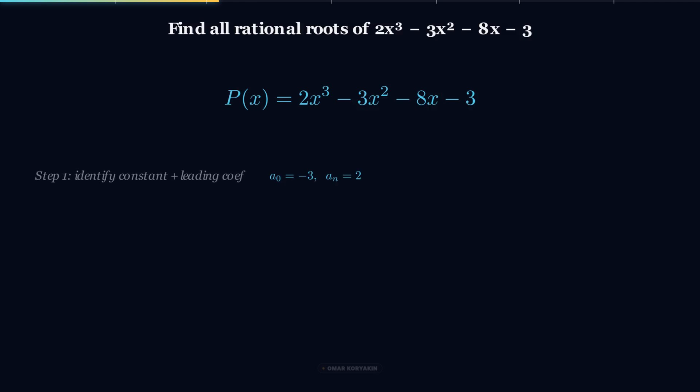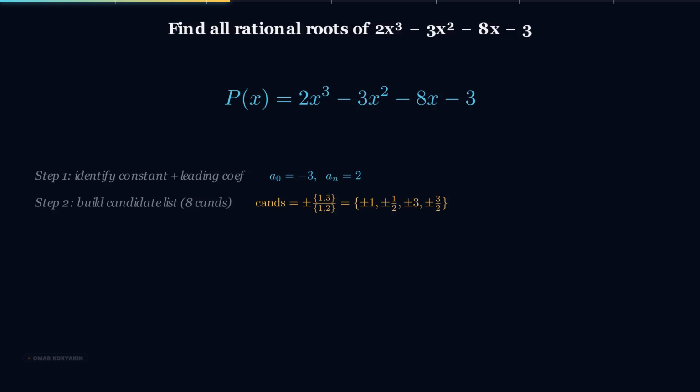Step 1. Identify constant and leading coefficient. Constant term is -3, leading coefficient is 2. For the candidate list, we need factors of 3 for the numerator and factors of 2 for the denominator. Step 2. Build candidate list.